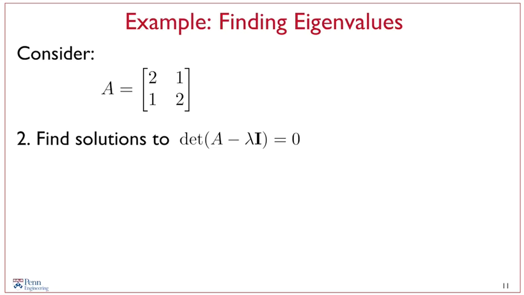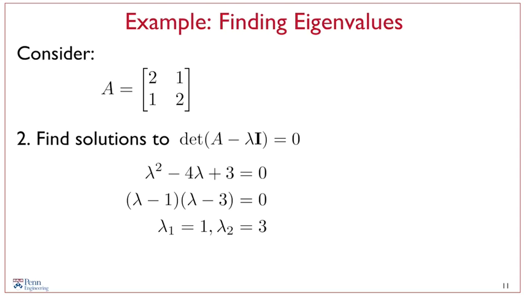Next, we want to solve the equation determinant of A minus lambda I equals 0. In other words, we want to find the roots of the quadratic equation we found earlier. The roots are lambda 1 equals 1 and lambda 2 equals 3. As expected, we found two eigenvalues for this 2 by 2 matrix. In this case, we were able to find two distinct real eigenvalues.